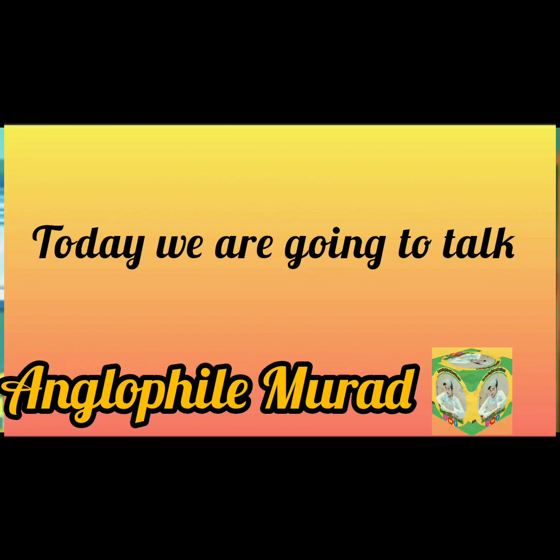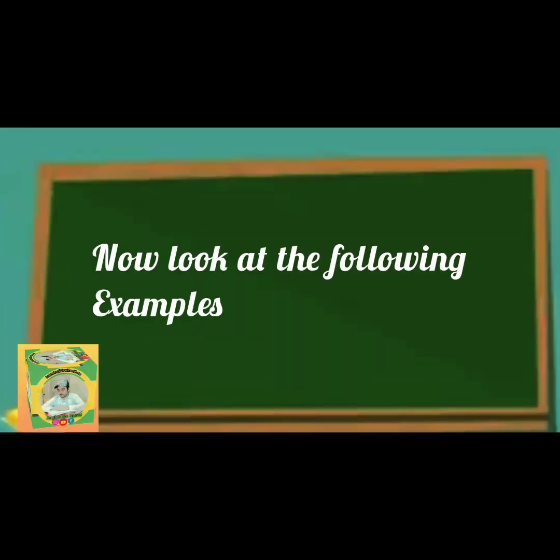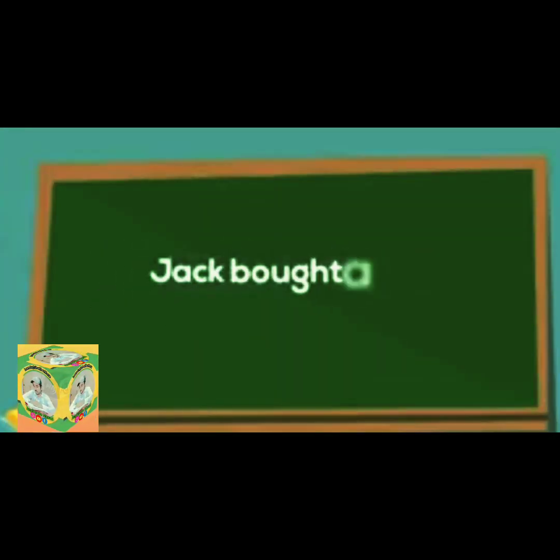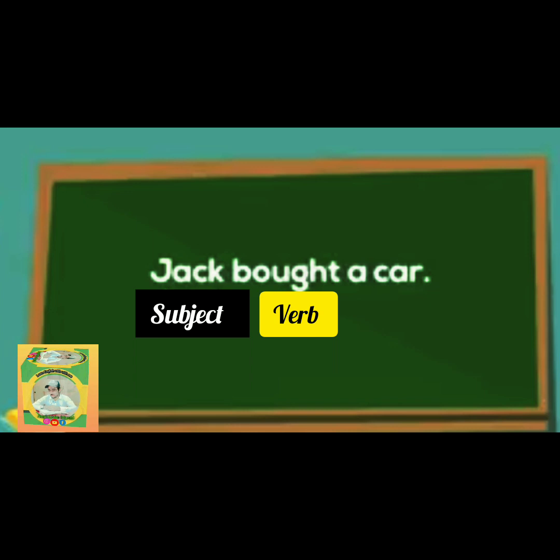Today we are going to talk about the differences between direct object and indirect object. Now let's look at the following example. Jack bought a car. Jack is the subject, bought is the verb, and what did Jack buy? He bought a car. Car is the object of the verb.